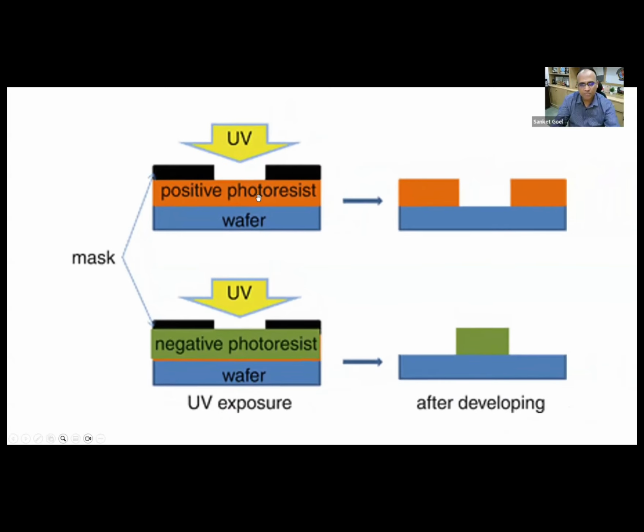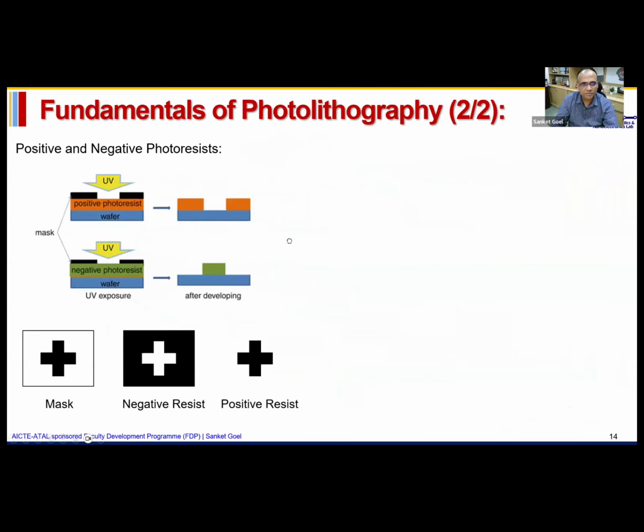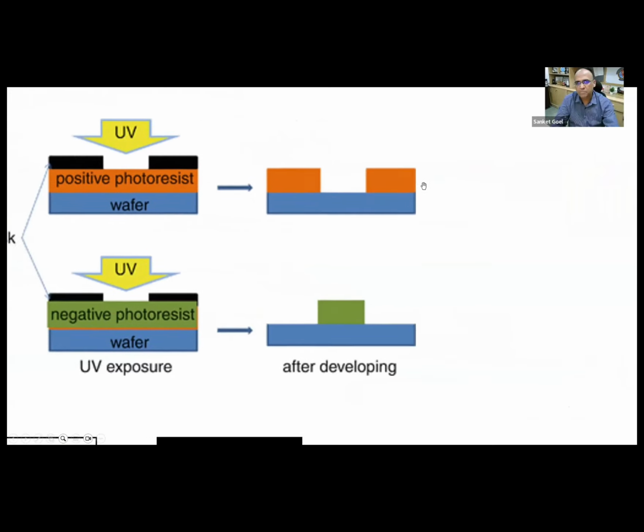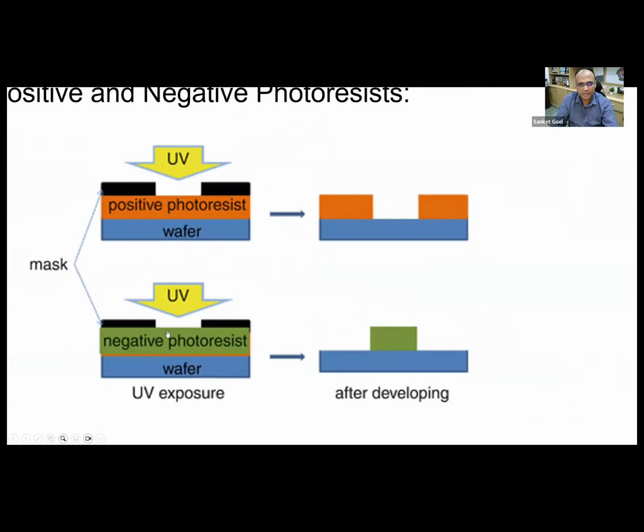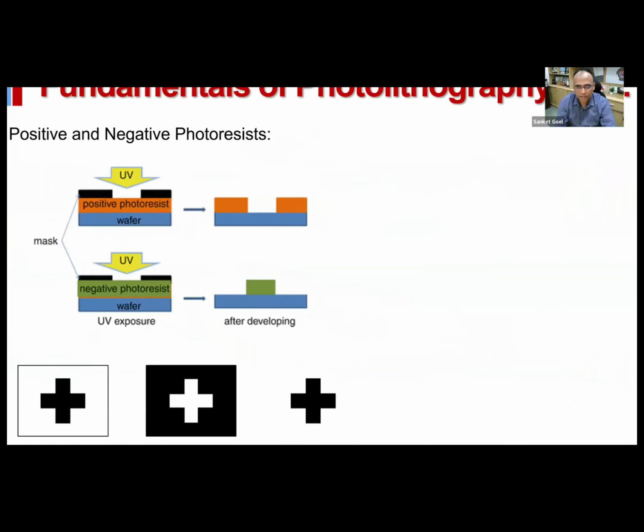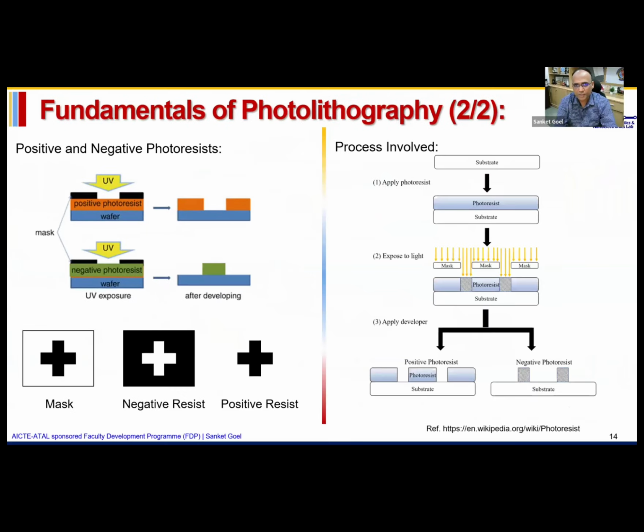And after the entire process, in the case of positive photoresist, you get the same pattern as the mask. In the negative photoresist, you get the reverse pattern of that of the mask. So this is the typical scenario of photolithography. And you can also extend this process to whatever features, patterns or design you are looking for in your microfluidic device. So this is the process involved.